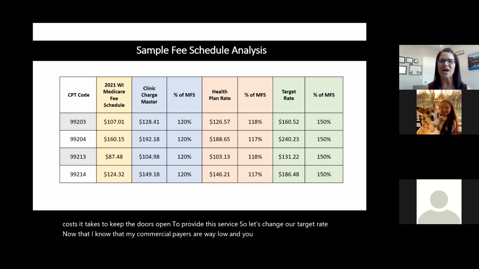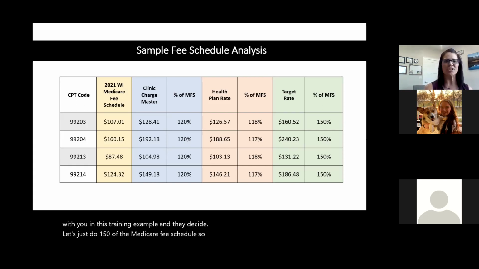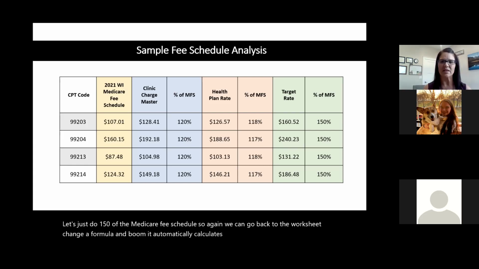Now that I know that my commercial payers are way low, this clinic wants to pick the path of least resistance based on these simple details that I share with you in this training example, and they decide, let's just do 150% of the Medicare fee schedule. So again, we can go back to the worksheet, change a formula, and boom, it automatically calculates your new proposed rates for everything. So we can see how this method makes it very simple to track and update within the worksheet. But we want to make sure that we're analyzing the truth about the clinic, our services, our payer contracts, all of those good details, which is what's going to be reflected here in finalizing our worksheet.